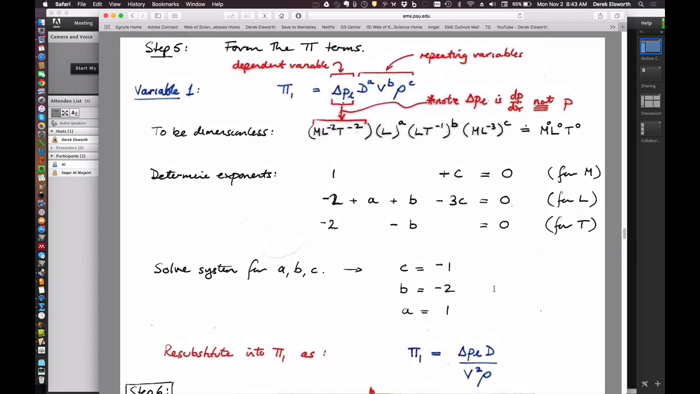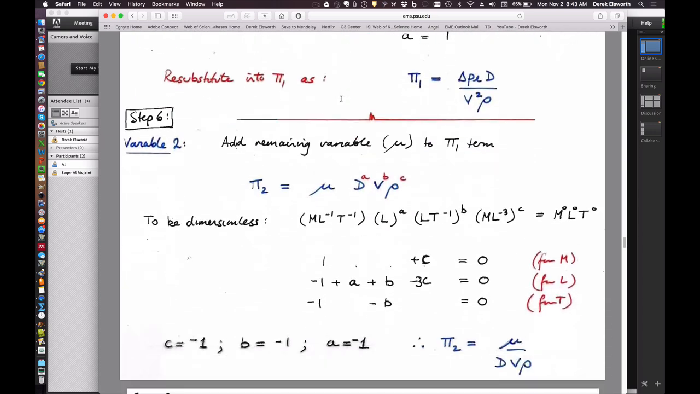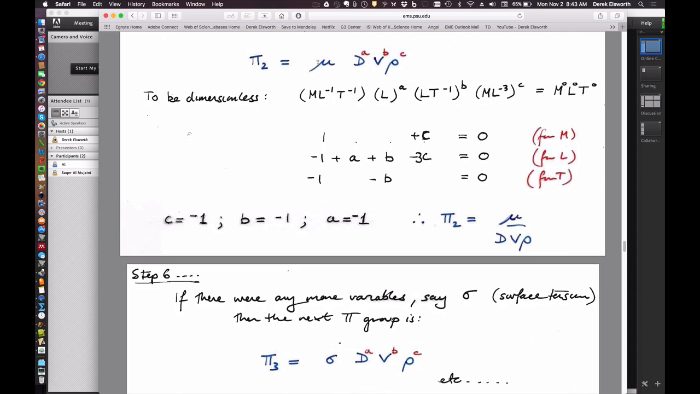So we've done that with the repeating variables, which was pressure drop. The other, dependent variable was viscosity. And so the next one is to substitute pressure drop for viscosity. Go through the same process. Most of this, I guess you've already realized this, right? Most of this expression stays the same.